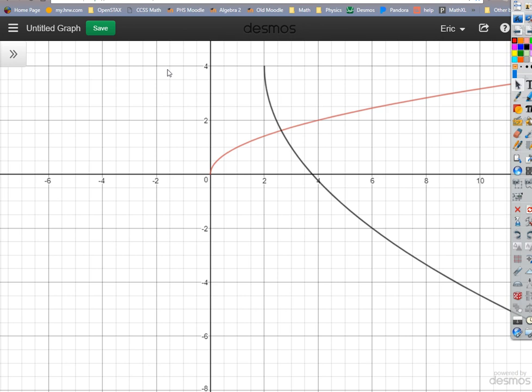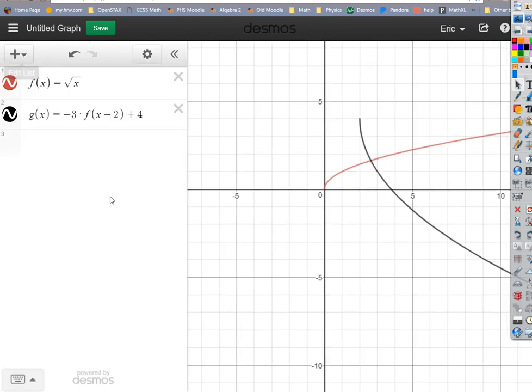So eventually, in about a week and a half or so, you're all going to be able to tell me that, okay, what we did here was that. We took the original function, we subtracted 2 from x, we multiplied the function by -3, and then we added 4. And that's what caused the black graph to happen based on the red graph. Okay, that's down the road a little bit. For today, we're not going to be so elaborate.